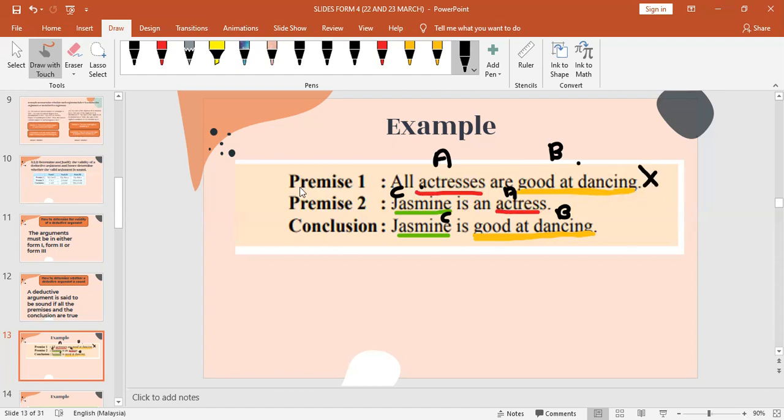Is this statement sound? No. So this argument is valid and not sound. Yes, valid but not sound. Very good.